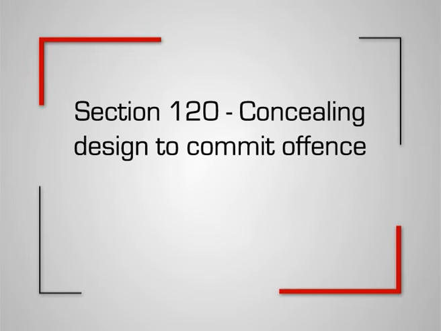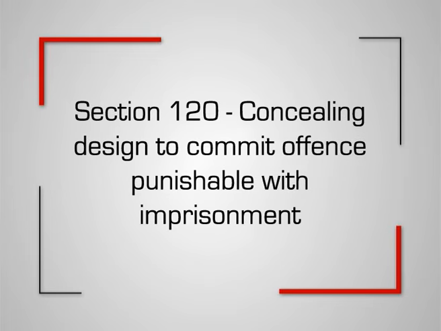Section 120. Concealing design to commit offence punishable with imprisonment. Whoever intending to facilitate or knowing it to be likely that he will thereby facilitate the commission of an offence punishable with imprisonment, if the offence be committed, shall be punished with imprisonment of the description provided for the offence, for a term which may extend to 1/4, and if the offence be not committed, to 1/8 of the longest term of such imprisonment, or with such fine as is provided for the offence, or with both.